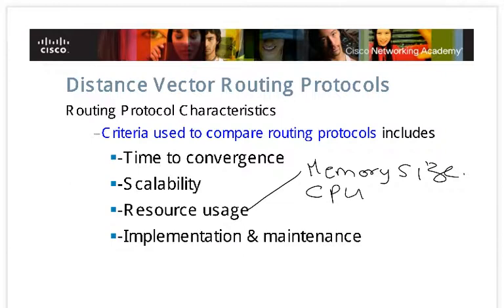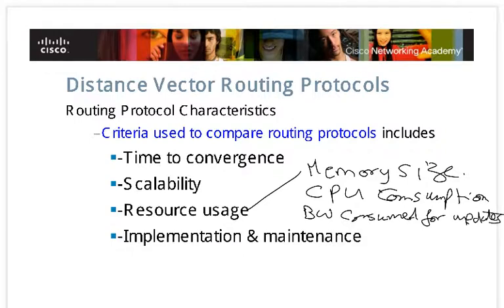CPU power, CPU consumption, and bandwidth consumed for updates. So this is what we mean by resource. There are some other examples of resources, but these are the most important ones.